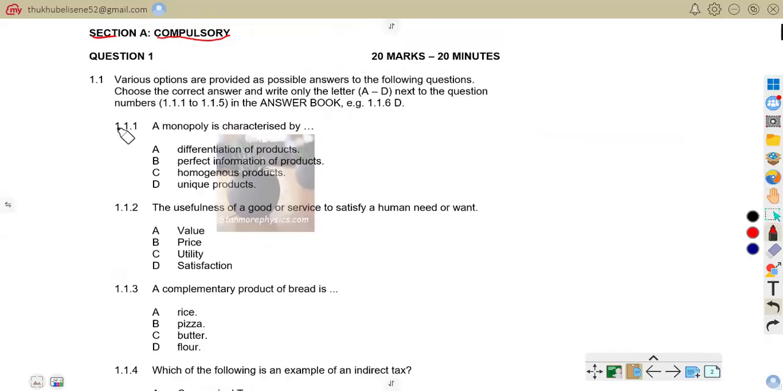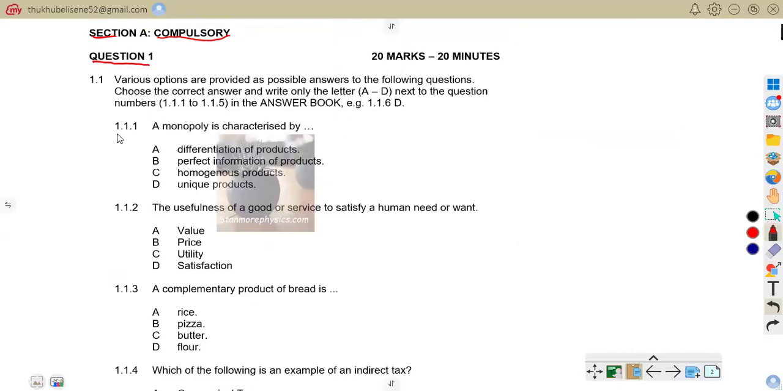Question 1, 1.1: various options are provided as possible answers to the following questions. Choose the correct answer and write only the letter A to D next to the question number 1.1.1 to 1.1.5 in the answer book. For example, 1.1.6 D. So let's start now.